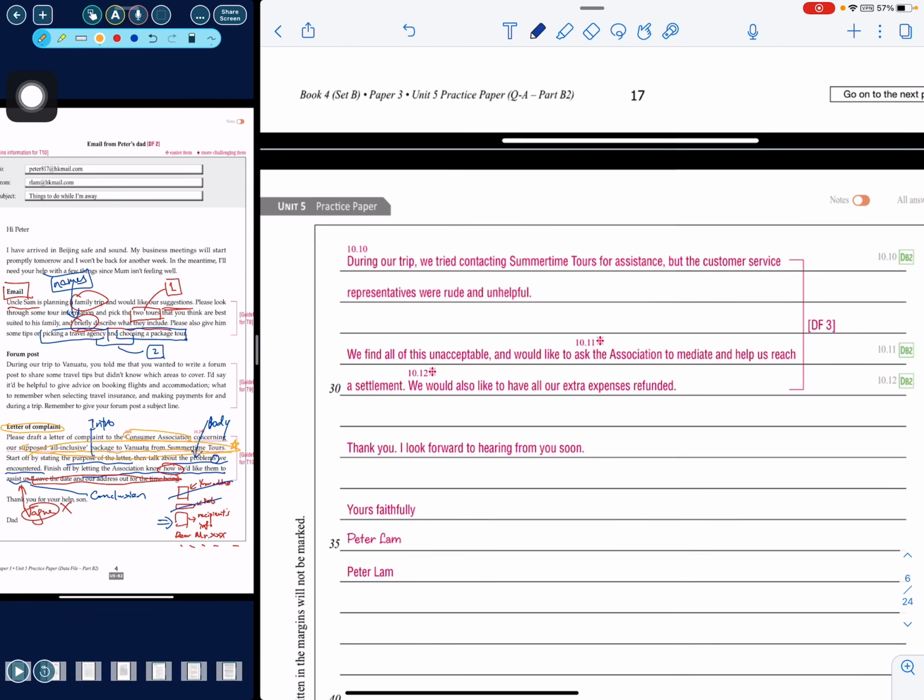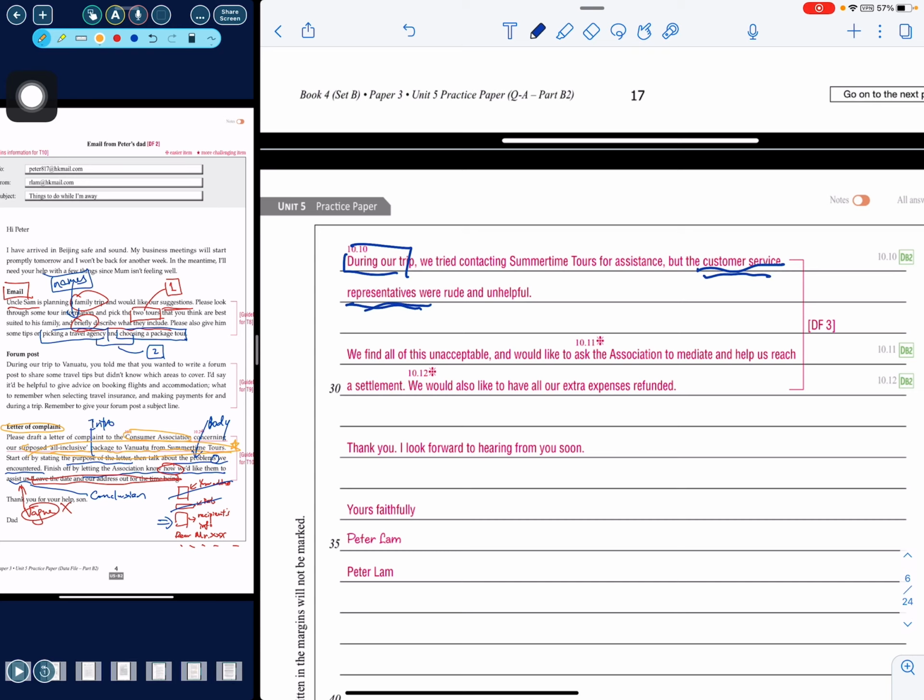And then the next thing is about the customer service representatives. During our trip, we tried contacting you for assistance, but the customer service representatives were rude and unhelpful. So this is about the customer service representatives.